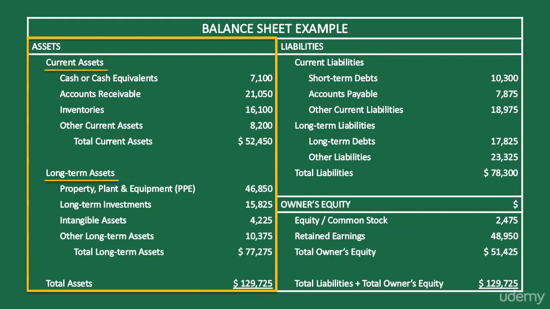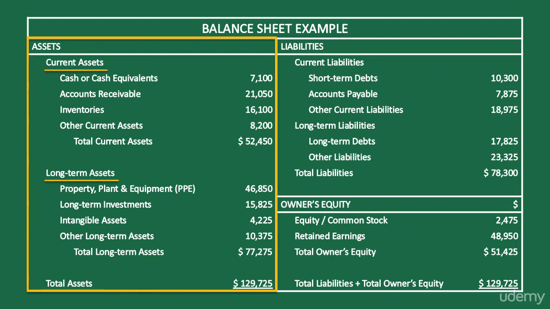To make it simpler, when you see the word current, this means it's a short term. So the current assets mean short-term assets. The current liabilities mean short-term liabilities. A short term is a period that lasts within 1 year. A long term is a period that lasts more than 1 year. Okay, now you see the difference between the current assets and the long-term assets.